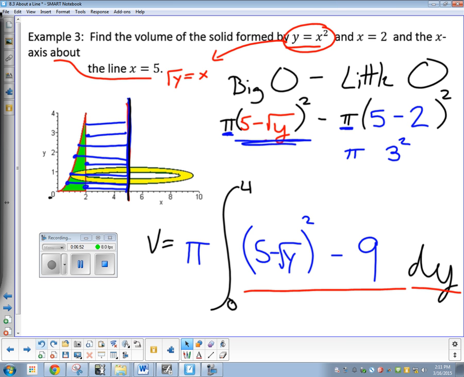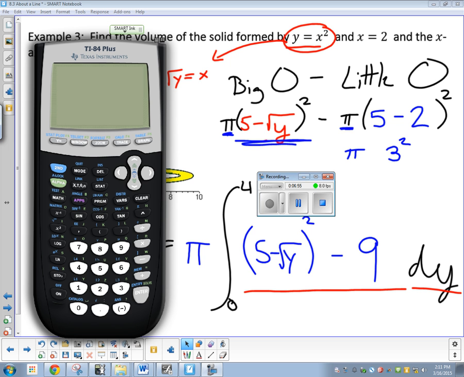Go ahead and plug that in your calculator. So math 9, math 9 from 0 to 4, parentheses 5, I forgot my parentheses, 5 minus square root of y, close it, squared, minus 9, dx or dy in this case. Hit enter. It's going to take a second because we're doing a weird y value.